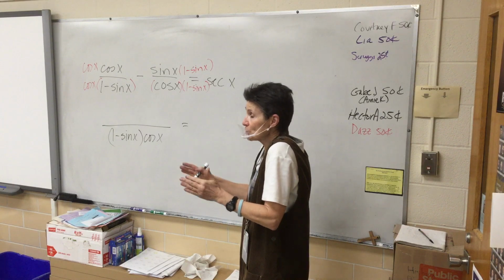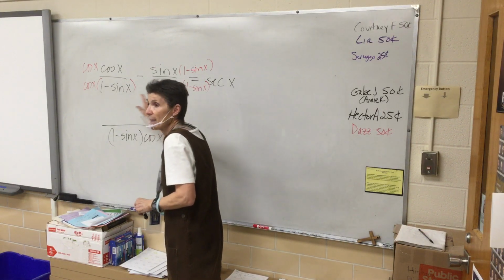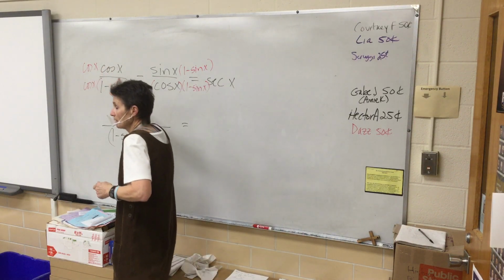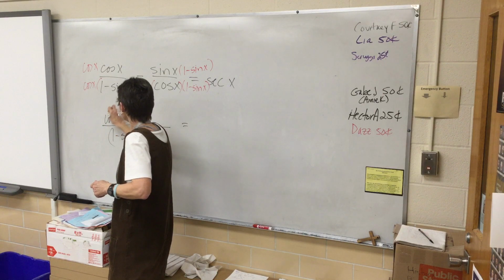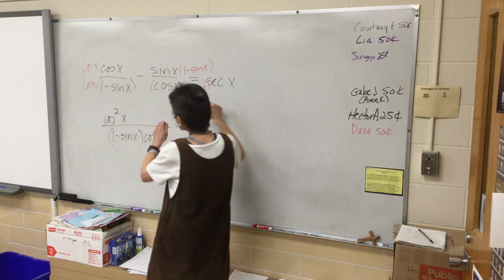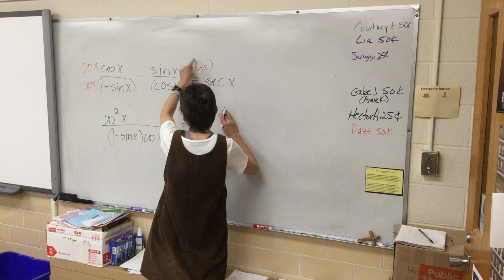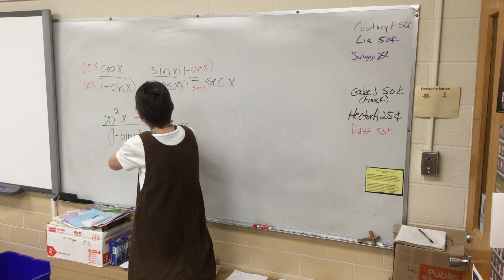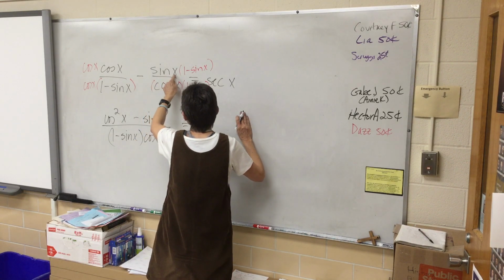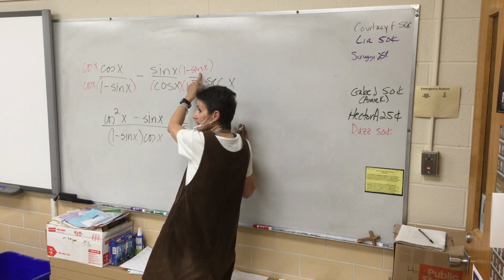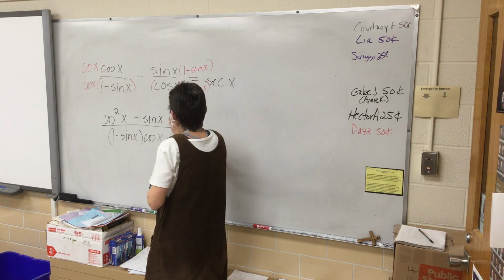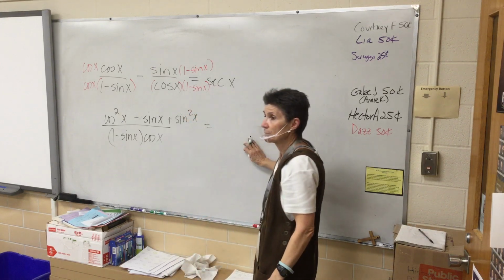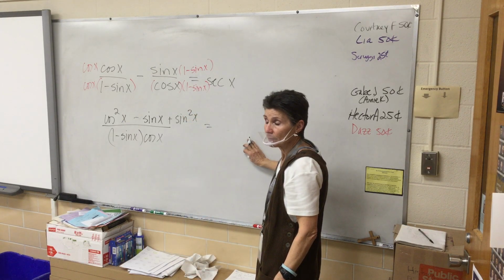Now, both fractions have the same denominator now. So I can combine them. So what have I got here? What's the first one going to be? Cosine squared. And then be careful here because this is going to be a distributive. So it's negative sine times 1. And it's negative sine times negative sine. So positive sine squared. Does that make sense? Okay.